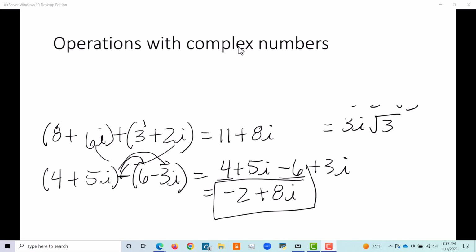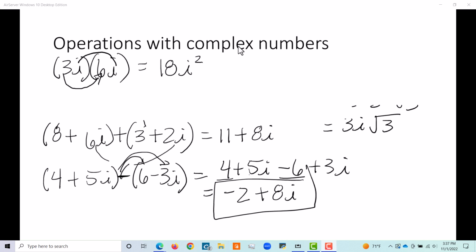Let's look at multiplying. I have 3i times 6i. We can multiply the real parts. 3 times 6 is 18. We can multiply the i's. Think of it like a variable. i times i will give me i squared.